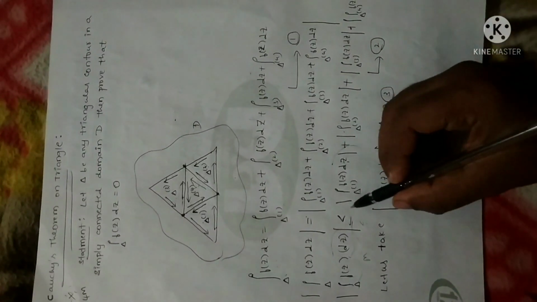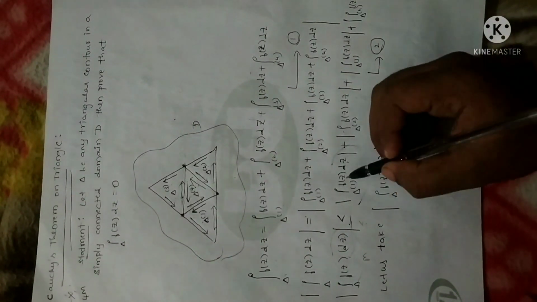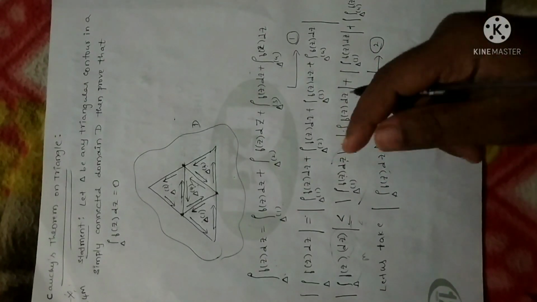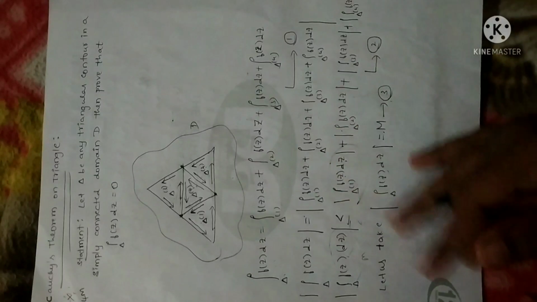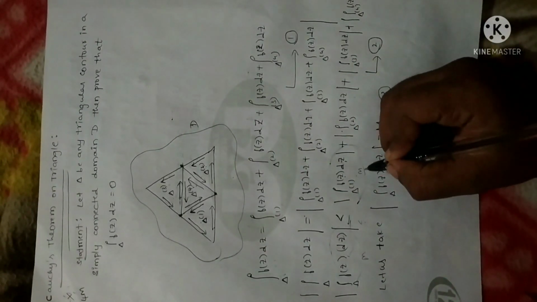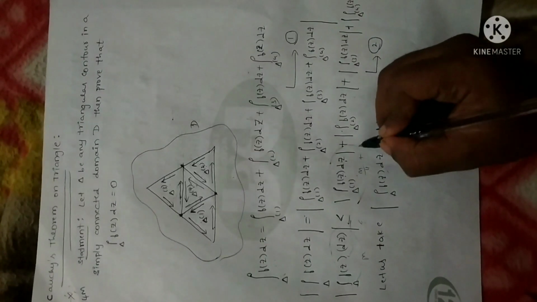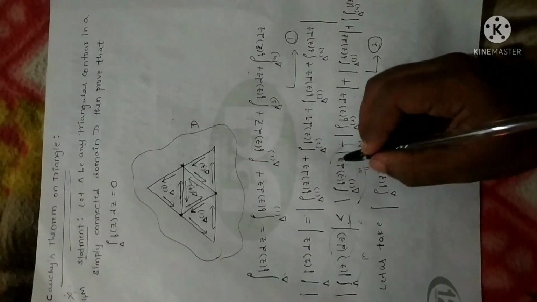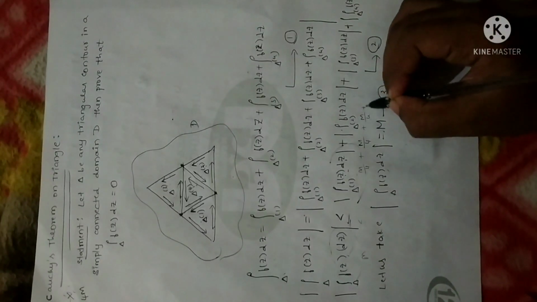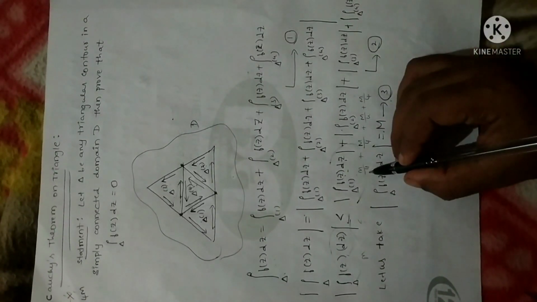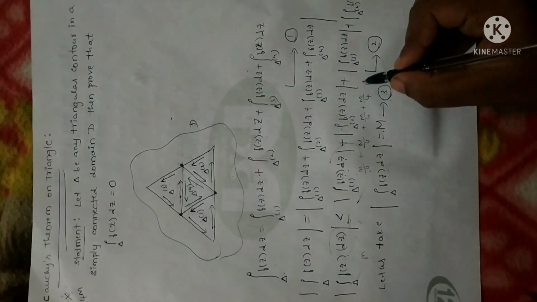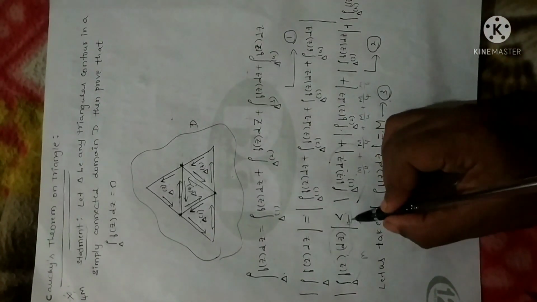In the sense, each and every individual modulus integral value should be at least M by 4. In the sense, it should not be less than M by 4, right? It should be greater than or equal to M by 4. See here, at least M by 4 it should be. And the meaning is, the minimum value of each and every integral will be M by 4. See here, when it is equal to M by 4, then when you add these values, you will get M only. So that equal condition will be satisfied.